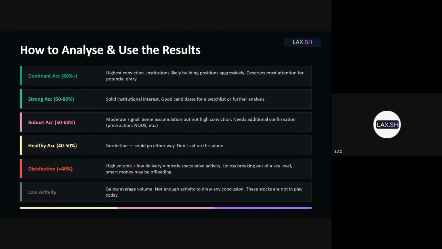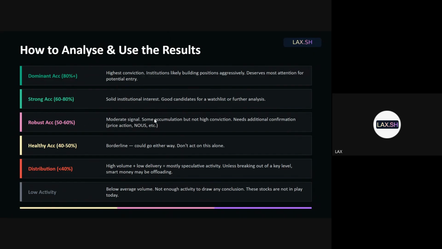Then in accumulation there are tiers, zones. 40 to 50 is healthy accumulation, 50 to 60 is robust accumulation, 60 to 80 is strong accumulation, and 80% plus is dominant accumulation. The highest conviction is dominant accumulation, 80% plus delivery. Institutions are likely building positions aggressively; it deserves most attention for potential entry. Strong accumulation means solid institutional interest, good candidates for a watchlist or further analysis.